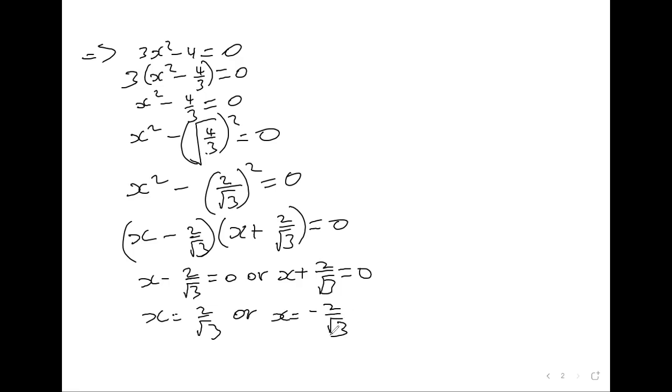And then we had gotten one value of x already. We had gotten x equals 0, now plus these two that we have found.